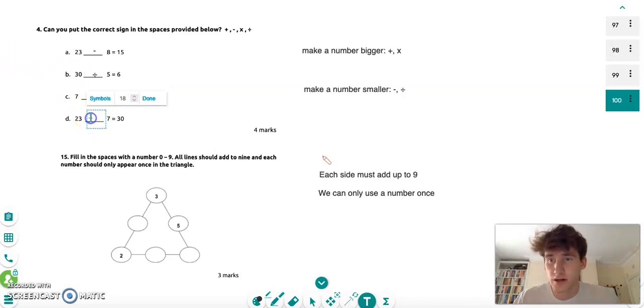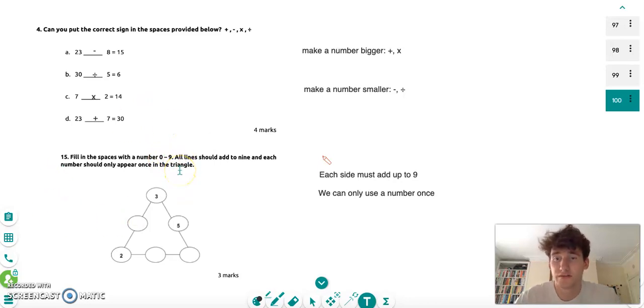And then for the final one, again, we can do the same process. Are we making the number bigger or are we making the number smaller? We're making the number bigger, as 30 is larger than 23. So it's either addition or multiplication. But as we already used the multiplication sign, here we can put the addition sign. But again, let's check to be 100% certain. 23 plus 7, what does it equal? 30. And this is what the statement says, so it is correct.